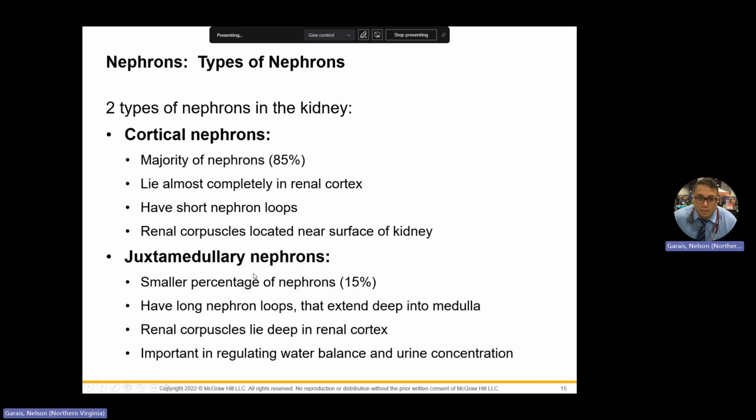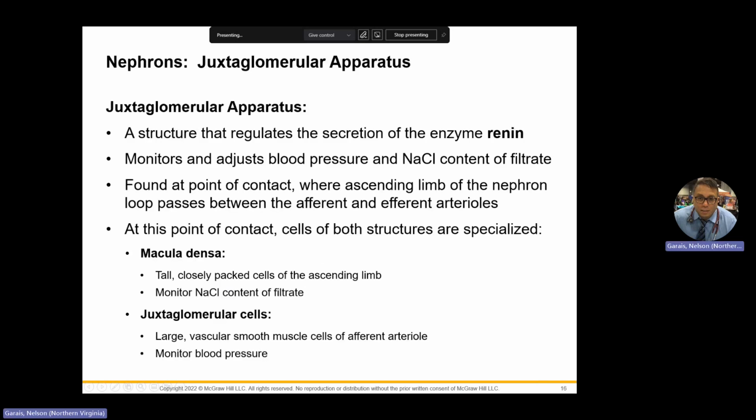Another thing is the JG apparatus, or the juxtaglomerular apparatus. Its function is to monitor water balance and urine concentration. And indirectly, it actually is a monitor, since it does water balance and what kind of salts are in urine. It monitors blood pressure, and that's what the JG apparatus is for. And you can see it here. See, juxtaglomerular apparatus, and it monitors blood pressure.